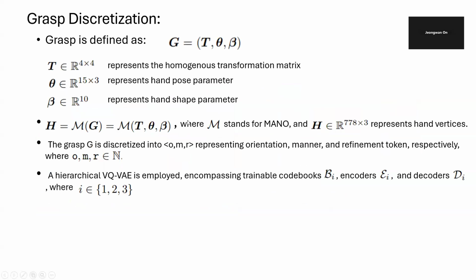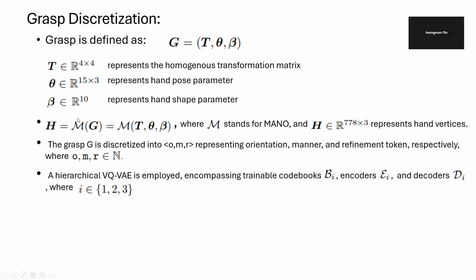So here are the notations for the grasp. Now we'll discuss how grasp is discretized. Grasp is defined as G, which equals T, theta, and beta. T represents the homogeneous transformation matrix. Theta represents the hand pose parameter. Beta represents the hand shape parameter.